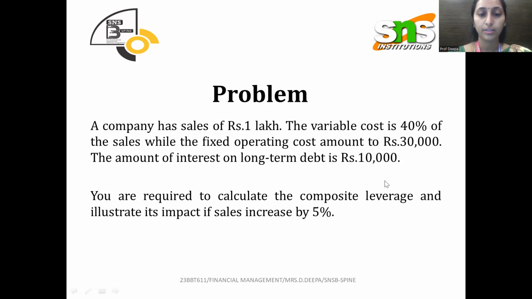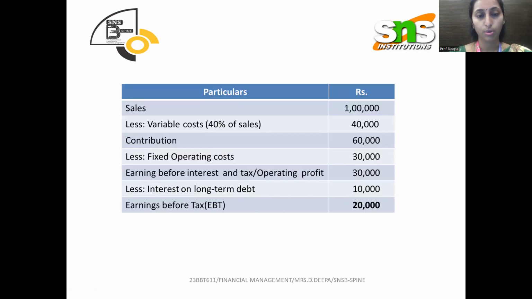So in this problem, we need to do two things. One is we need to calculate combined leverage or composite leverage. Both are the same. After identifying combined leverage, we need to do the same structure one more time by changing the sales alone. So sales increases by 5%. If sales increase by 5%, what are all the changes that happen? Okay, so move on to the problem.